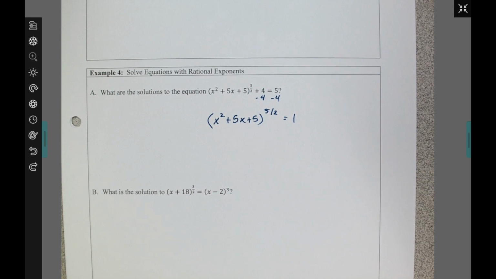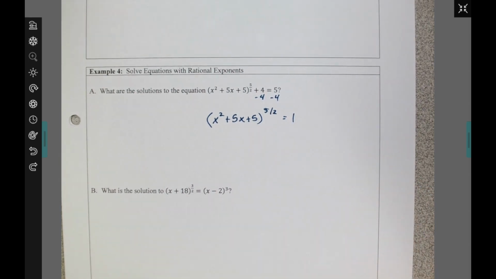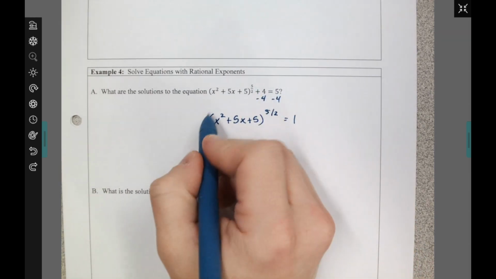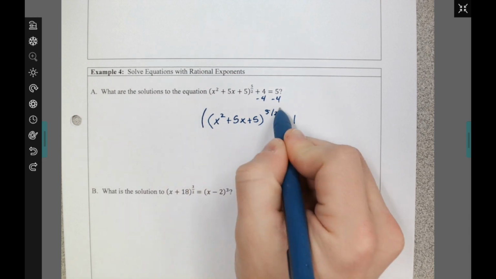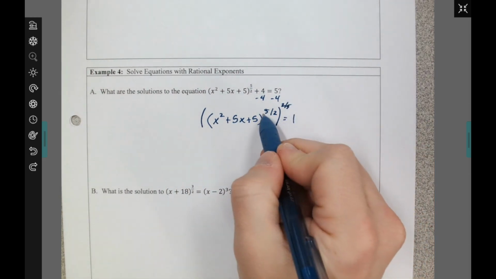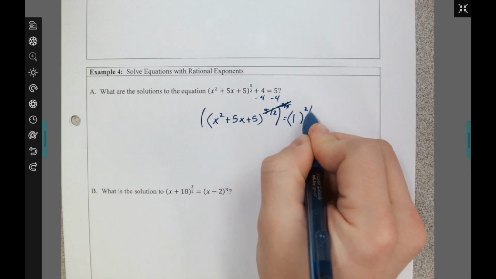From there, we have to get rid of that exponent. To get rid of the exponent, you need to flip it and raise each side to that power. So instead of 5 halves, I flip it and raise the left-hand side to 2/5. When you do that, it's gone. Raise the right-hand side to 2/5.